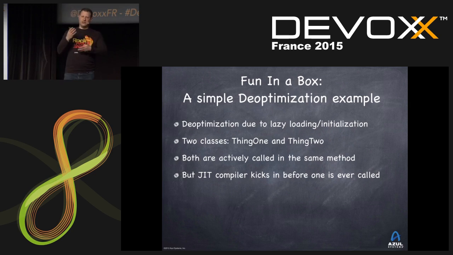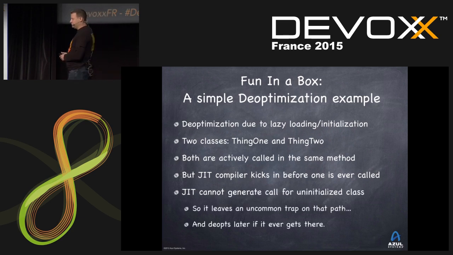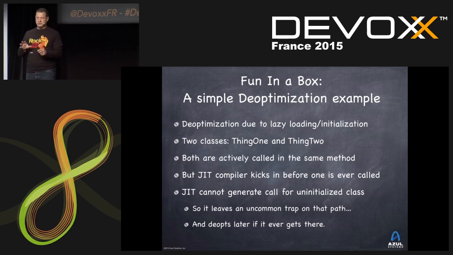So one of them will get hot, the other one wouldn't even be called yet, and the JIT compiler, it's sent 10,000 times around the loop. We don't know if the other one will ever get called, but we want fast code. So we try and compile code even though we don't have all the information to compile all of it, because one of the targets doesn't even exist. So as a result, the JIT compiler is going to generate code for the stuff it can and put an uncommon trap on the calls to the part that can't yet be resolved.